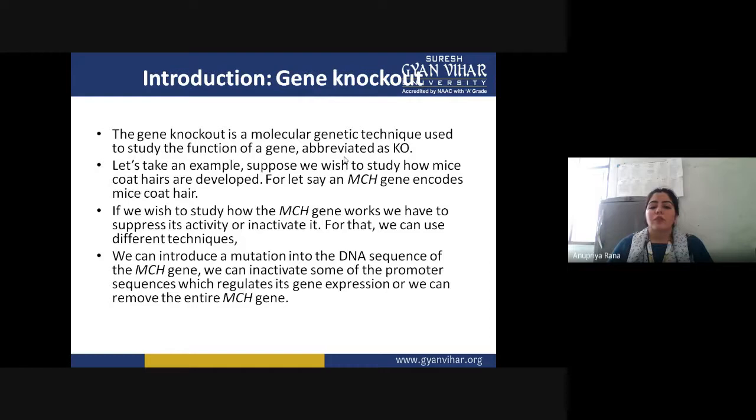If we introduce a mutation in the DNA sequence of the MCH gene, we can inactivate some of the promoter sequence. What can we do for inactivating it? Initially, when protein formation takes place, the first thing is the promoter, which basically initiates the reaction. That promoter sequence regulates the gene expression, so we have to remove it from the entire MCH gene. Sometimes we just inactivate that promoter, or sometimes we remove the entire MCH gene.